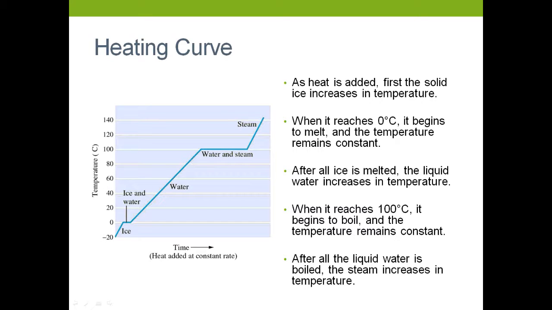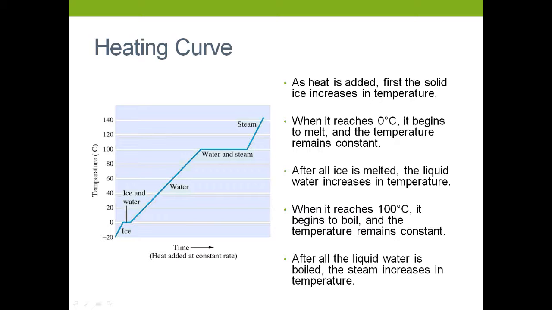Now a heating curve shows what happens when we add heat or energy to a substance as it goes through different temperature and phase changes. Let's look at this example. In this example, we have ice, water, and steam, which is all just water. As the heat is added, first, the solid ice increases in temperature from -20 to 0. Once it reaches 0 Celsius, it begins to melt, and the temperature remains constant.